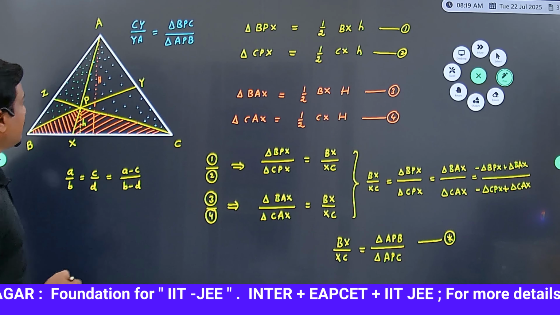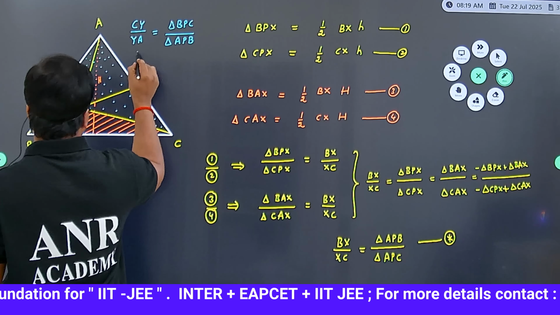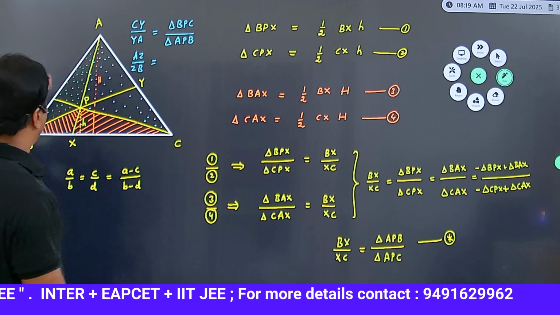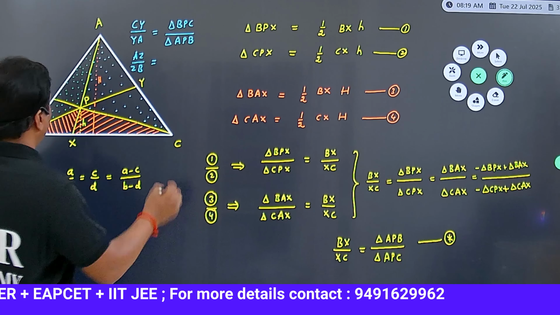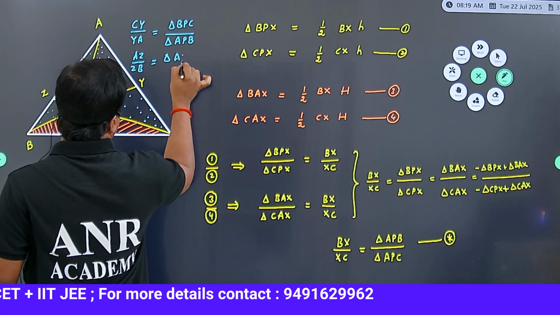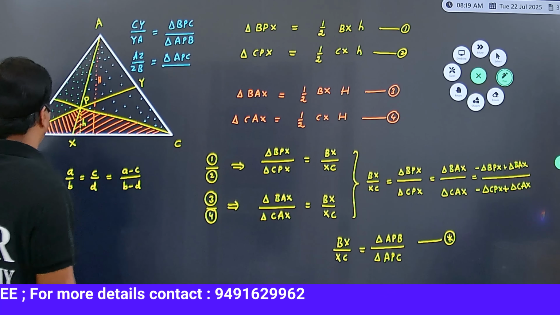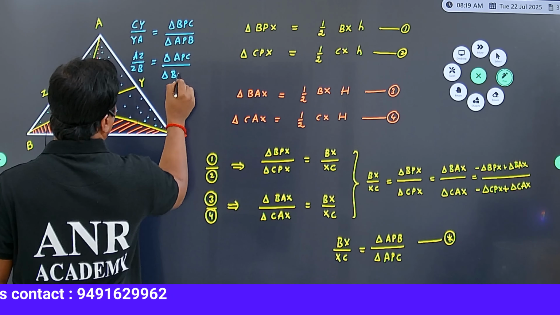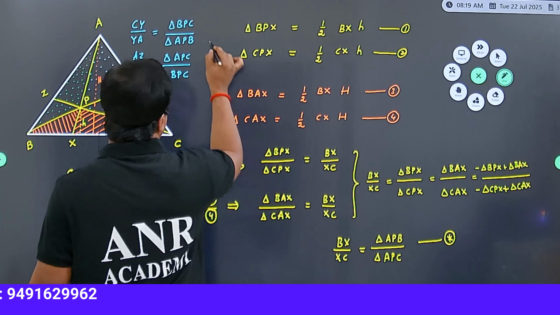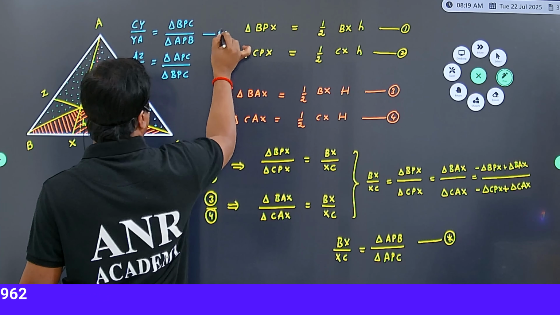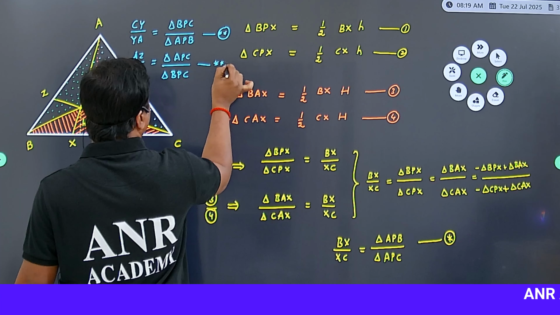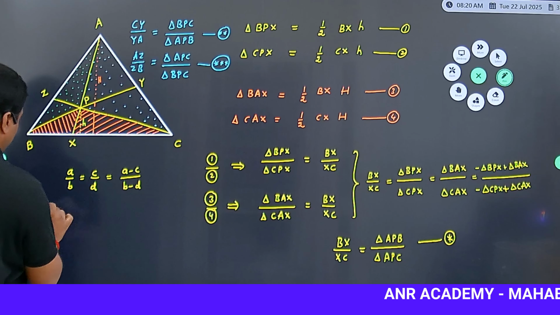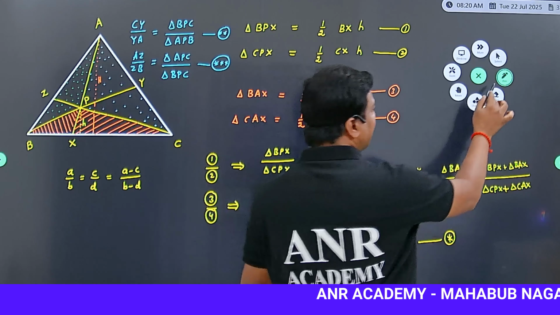Next, AZ by ZB. Similarly, you can write for AZ we get APC in the numerator, delta APC divided by, next, delta BPC. This is double star. The third ratio, suppose this is triple star. Now, the final result I am going to write.